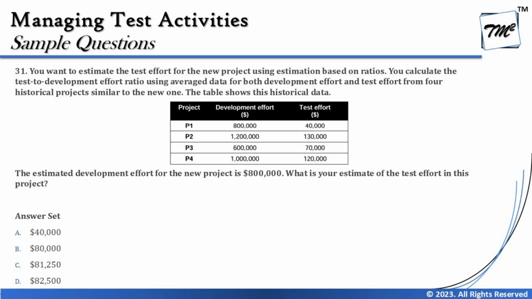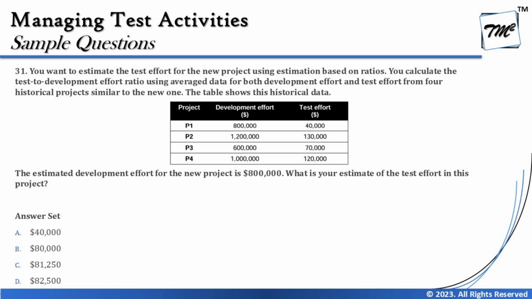But if you go back to the question once again, the question tells you in the very second line that we are using average data for both development and test effort. That means we need to calculate the average of both the values. So sum of the 4 development costs divided by the 4, and then certainly the sum of the test costs divided by the count of that, right? That's how you calculate the average.